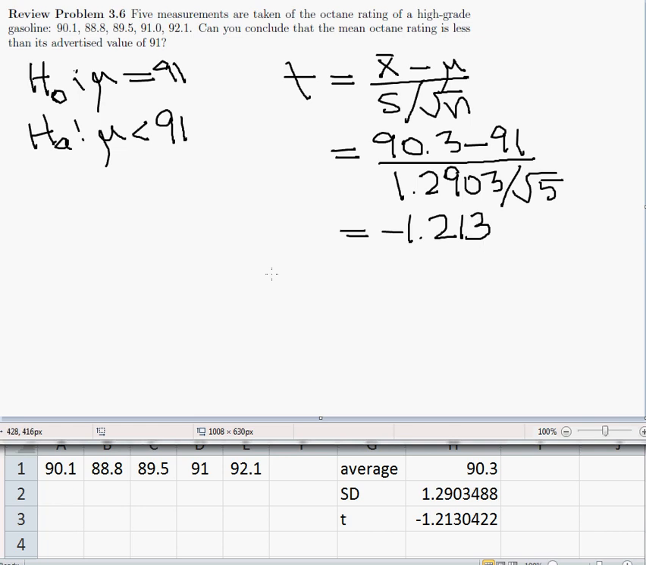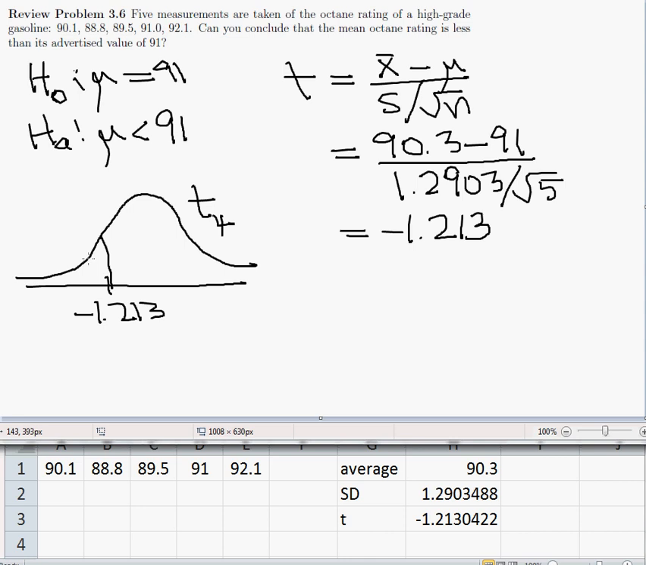Okay, we now compute the p-value. To get the p-value, I have my t distribution with 4 degrees of freedom. Negative 1.213 is over here. And because this is a left-tail test, I need simply the area to the left.